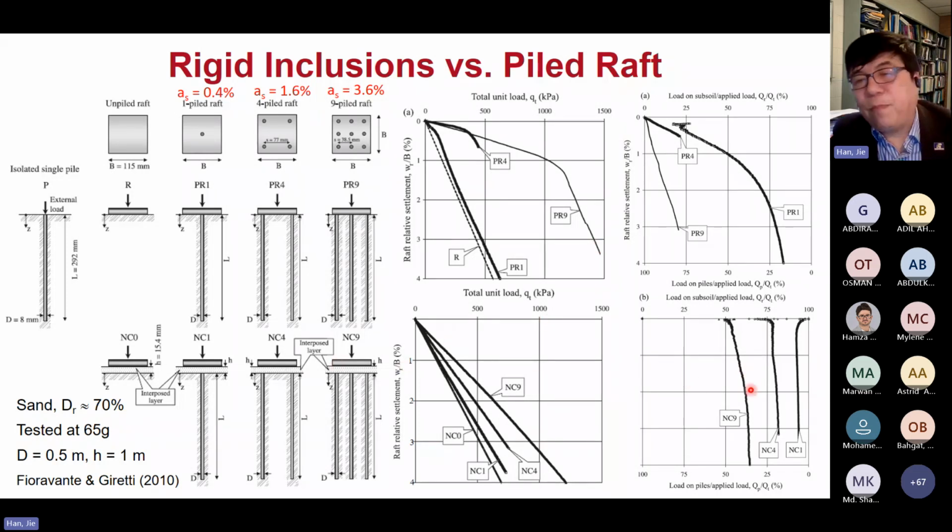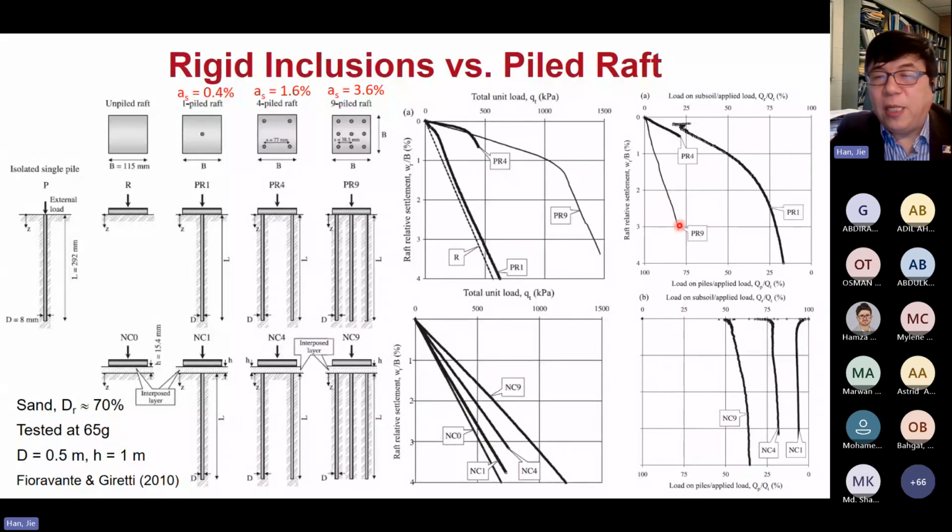Now, if you look at the percent of load carried by soil, for 9 piles the rigid cushion carries about 60%, but this one, as you can see, carries 75% or more. Oh, I'm sorry, it should be compared with this one. So this will basically transfer more load to the soil.